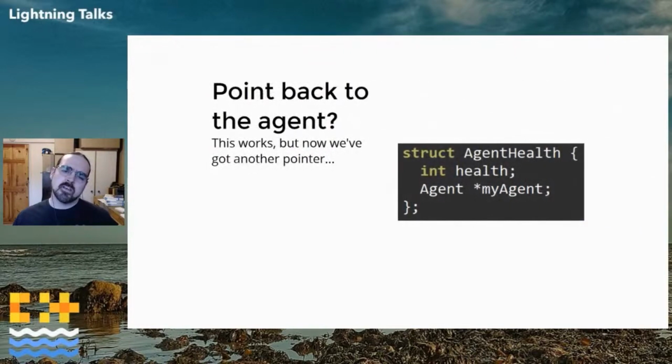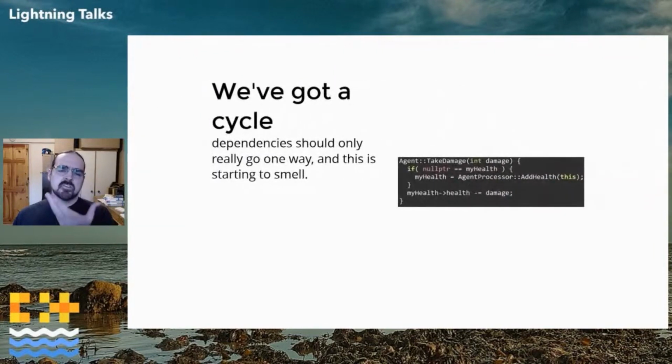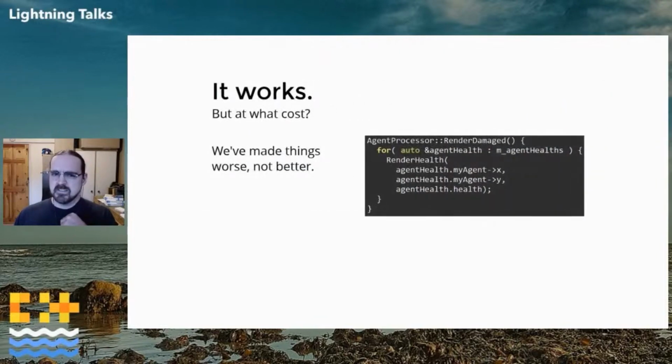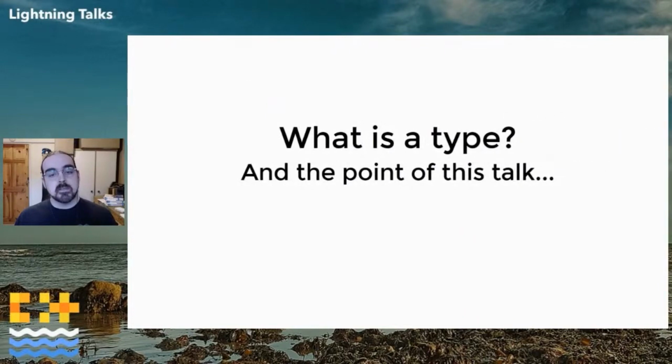But if we put the pointer in the agent health and point back to the agent to get the position, well, now we've got another pointer. So now we've got a cycle. And in my opinion, dependencies should only really go one way. This is not good. It's starting to sound like data-oriented design is making things worse, not better. This isn't okay. And that's the point of the talk.